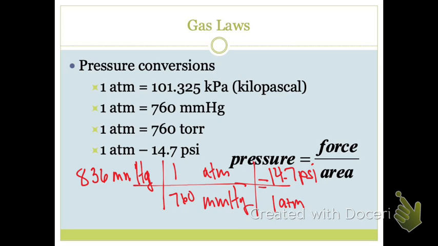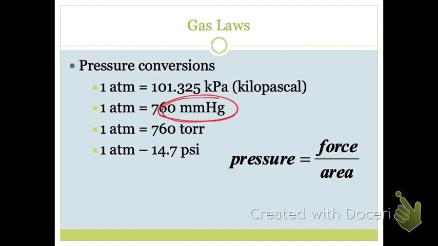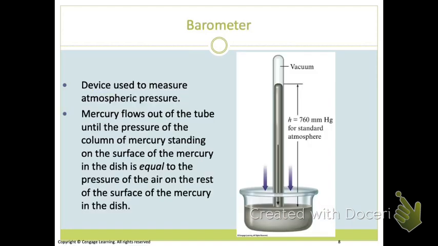The last thing I wanted to point out was that maybe you were familiar with this one, millimeters of mercury. Have you heard that unit for pressure? Millimeters of mercury is how a barometer is measured. Do you know what a barometer is? It measures atmospheric pressure. So let's look at the next slide. I've got a picture here of a barometer, and it says it's used to measure atmospheric pressure.